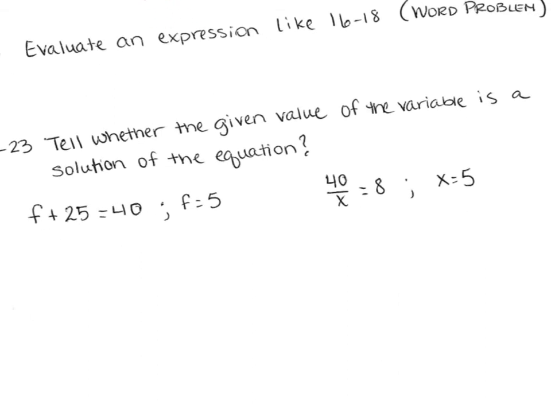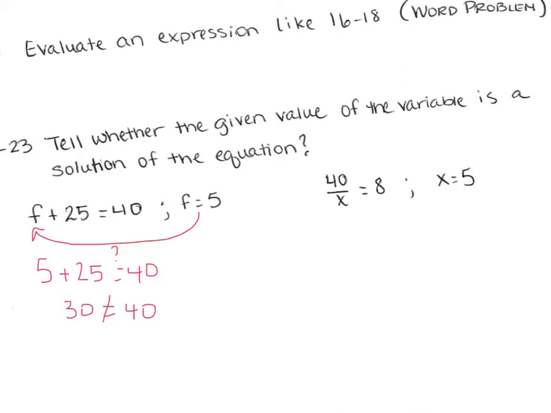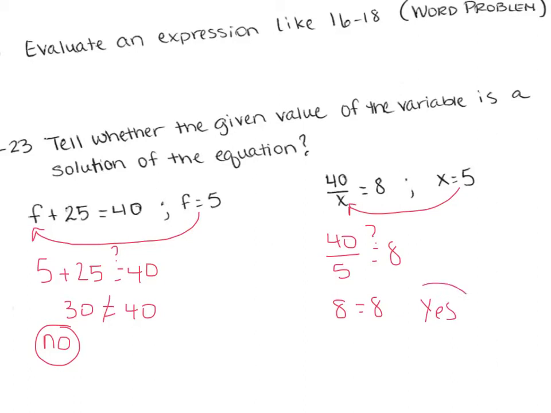For 21 through 23, you're telling whether the given value of the variable is a solution of the equation. To work these, you plug the 5 in for the f. So that would be 5 plus 25 equals 40. And we're going to check and see if that's true. Well, 5 plus 25 is 30. That is not true, so it is not a solution, or no. On this one, we would do 40 divided by 5. Is 40 divided by 5 8? Yes. So our answer would be yes, it is a solution.